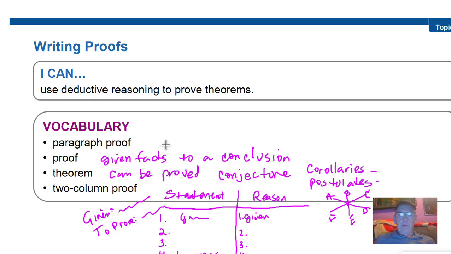And the way the paragraph proof kicks in is at some point when we're comfortable with this, we can easily turn these into a dialogue and just reason through the sentences and put those together in paragraph form. Okay, let's look at the next page.